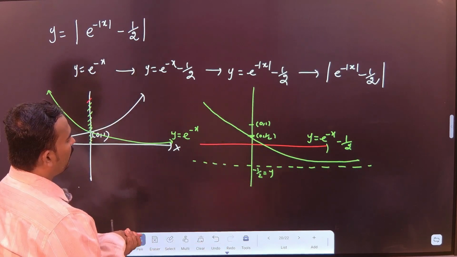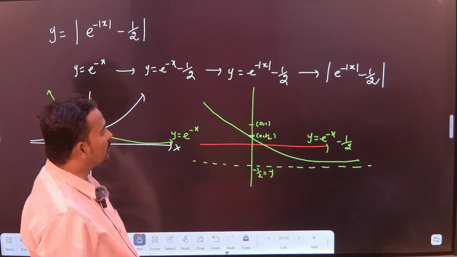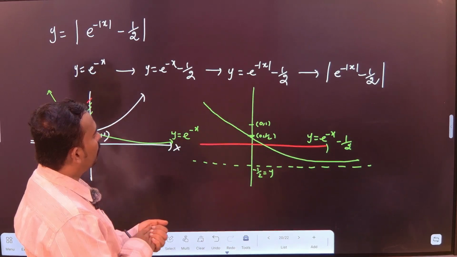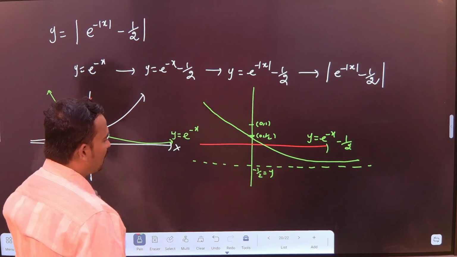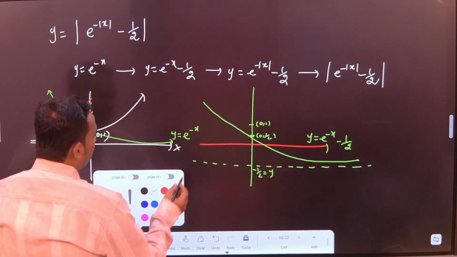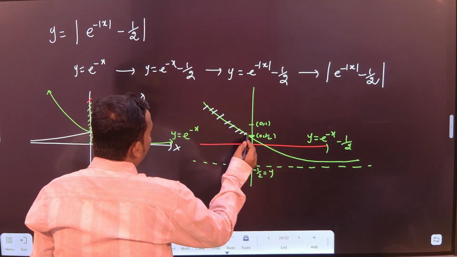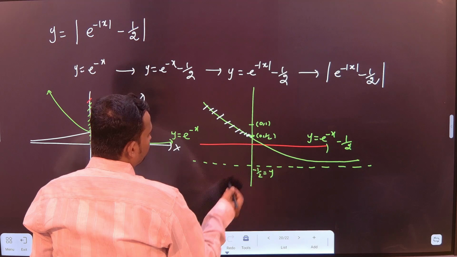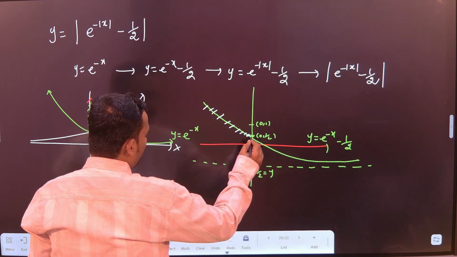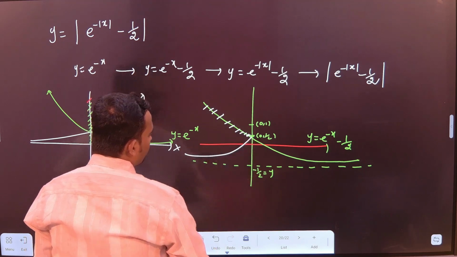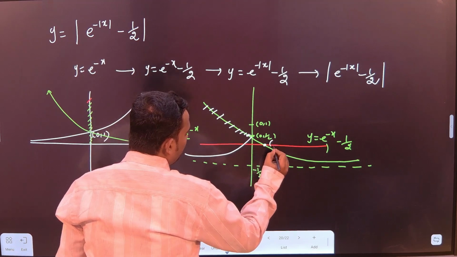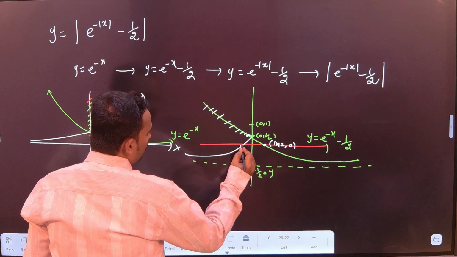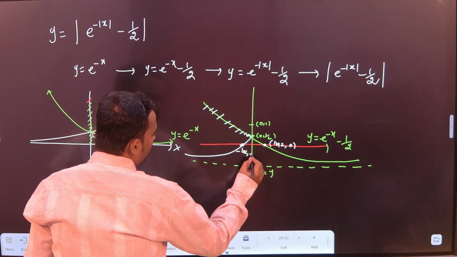Okay, then after that, what can you do? You replace x by mod x. So what can we do here? The negative portion, you remove it. Remove the negative portion, x less than 0, you have to remove it. Okay. Take the image of this. What is this point? You can see this will be log 2 comma 0. This will be minus log 2 comma 0 will come.